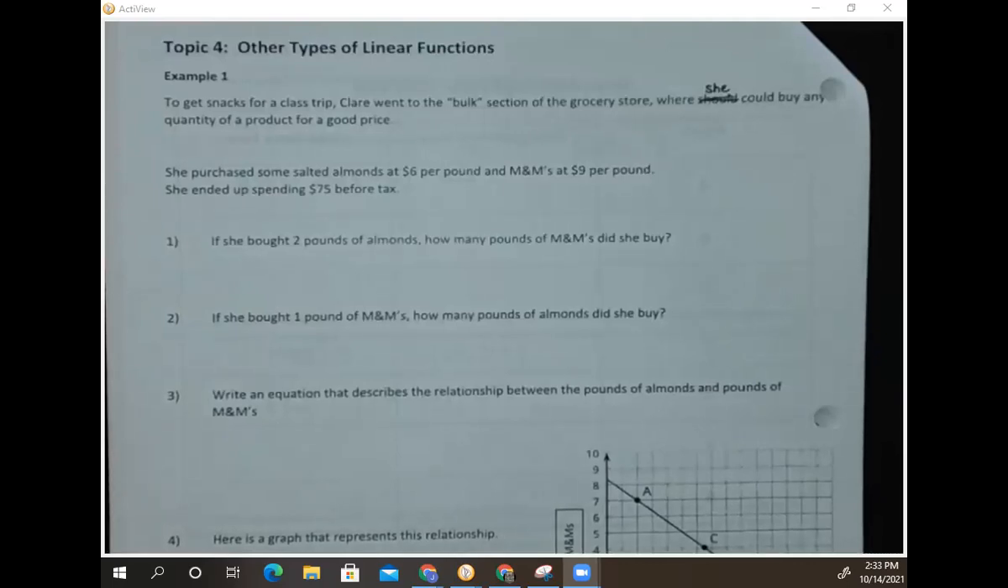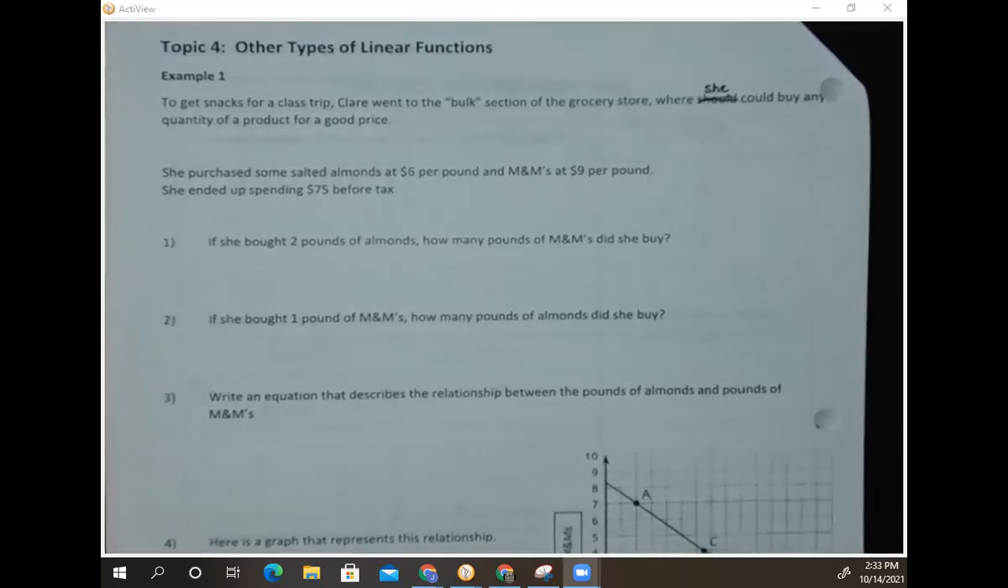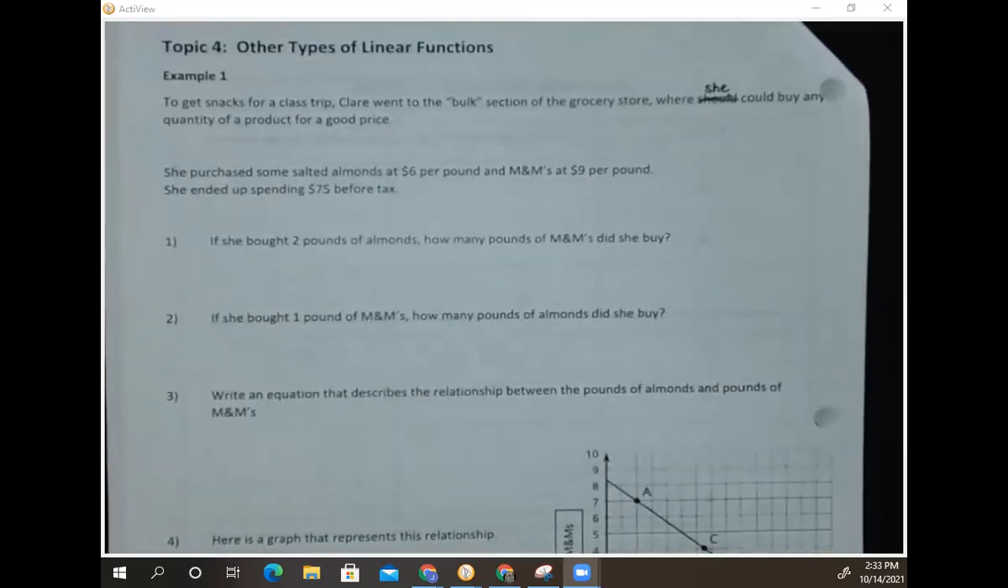So for our first example, it says to get snacks for a class trip, Claire went to the bulk section of the grocery store. So do you guys remember, like, pre-COVID? I know they took it out of my local grocery store. Pre-COVID, there used to be a section where you could buy, like, there were like big bins and you could just scoop like as much like granola as you wanted, or like rice combinations, or like that bulk section, right? Or like pistachios. And so you would take however much you wanted and scoop it into a bag. And then at my grocery store, there was a scale there, and you would punch in the like code for the product, and it printed.